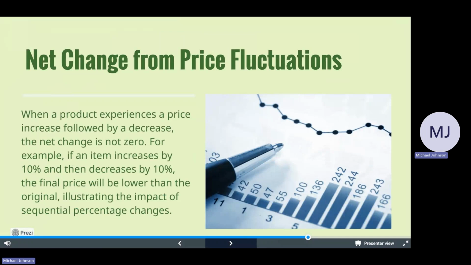So if the item was originally $1, it increased by 10%, it would now be $1.10. And then if it decreased by 10% after that, it would go from $1.10 to about 99 cents in that case. So the increase and decrease amount will be different.